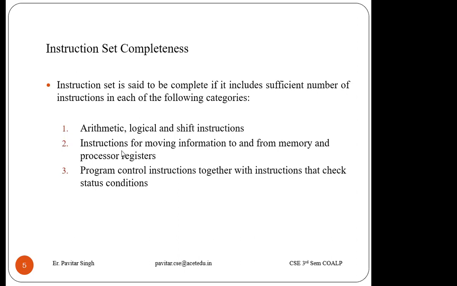Then we have program control instructions together with the instructions that check the status conditions. We will discuss it in chapter number 8. Next we have input and output instructions. That's it. So when all these 4 categories of instructions are part of your set, then the instruction set is said to be complete, right?